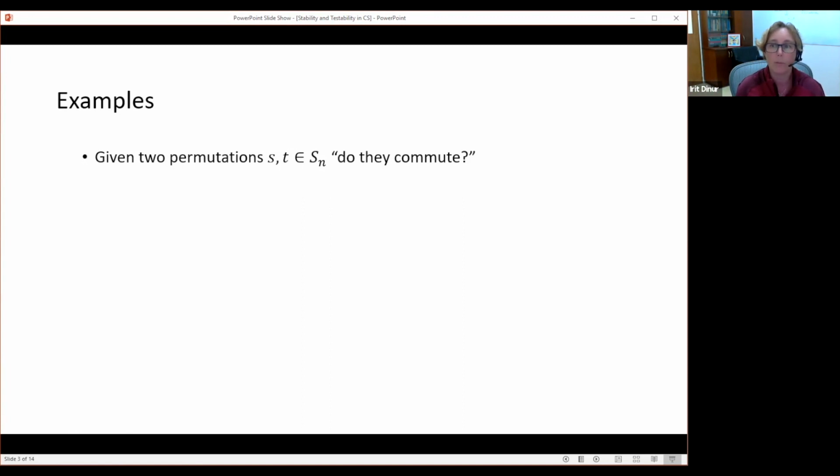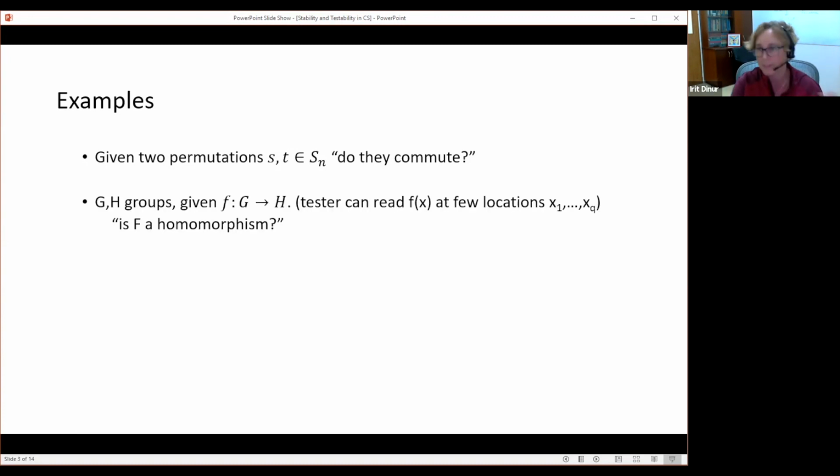So you cannot be expected to know for sure whether S and T commute. The best thing you can be expected is to know if they're close to commuting. So you must allow this approximation, this ability to change S and T back to perfectly commuting permutations. Okay, but this example, of course, is not only true in the setup of permutations. So let me move to talk about questions that are more mainstream in property testing.